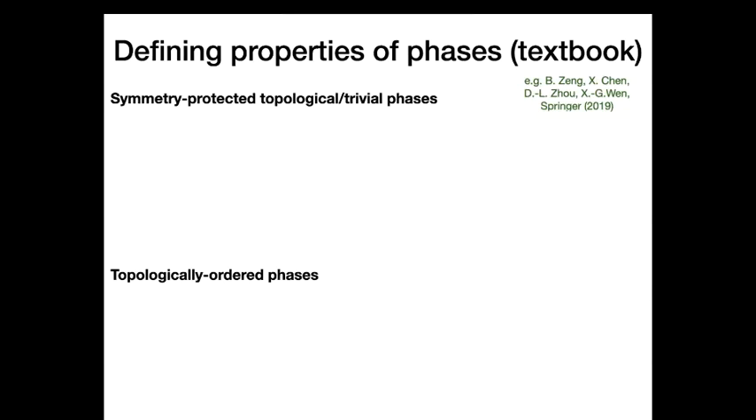So today I'm going to talk about some properties of topological phases. But when we say topological phases, it basically means two completely different things. One is known as symmetry protected topological phases, sometimes called trivial phases. And the other one is topological ordered phases.